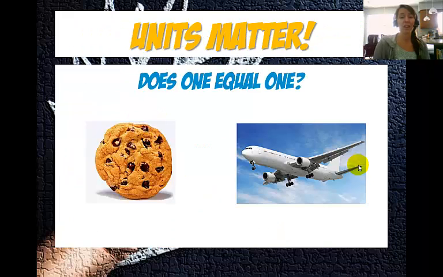All right. Another thing to think about are units. Units are what you're measuring with: inches, centimeters, feet, miles. Okay, and I'll ask my students, does 1 equal 1? And they'll say, yeah, Mrs. Landers, 1 equals 1. Well, then I'll say, well, does 1 cookie equal 1 airplane? And they're like, oh, yeah, wait a second, probably not, okay? So when you're talking about units, they matter.